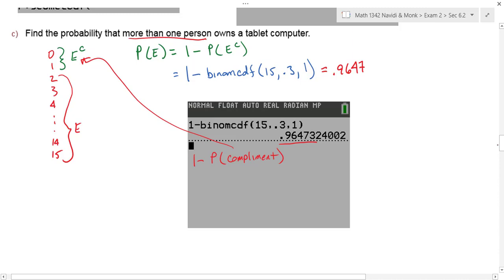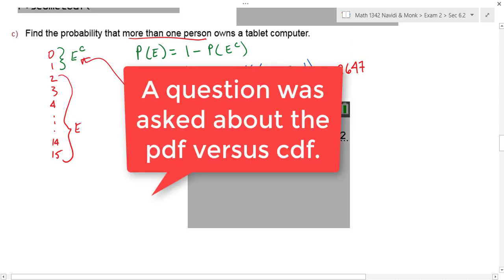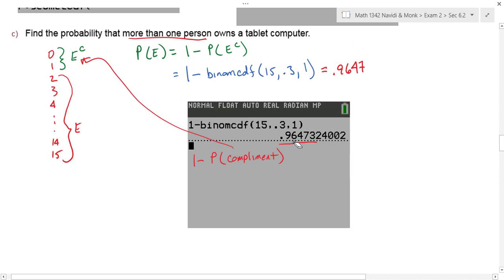No, I could have added all of these up individually using the binomial PDF. Or I could have done the CDF for all 15 and then subtract off the probability of 0 and the probability of 1. There's a whole bunch of different ways I could do it. The CDF for 15 actually is 1 because that's everything, isn't it? If you use the PDF here, you get a 9.4 instead of a 9.6.